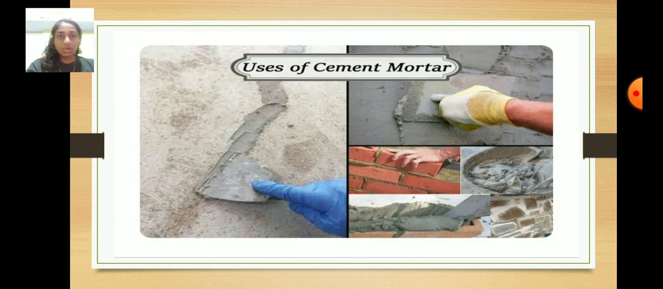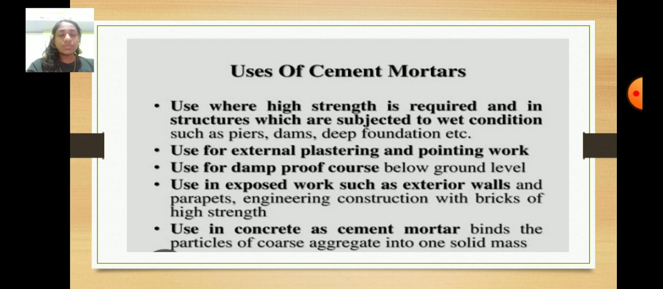Uses of cement mortar. Used where high strength is required and in structures which are subjected to wet condition such as dams, deep foundation, etc. Used for external plastering and pointing work. Used for damp-proof course below ground level, and exposed work such as exterior walls and parapets. Engineering construction with brick of high strength. Used in concrete as cement mortar binds the particles of coarse aggregate into one solid mass.